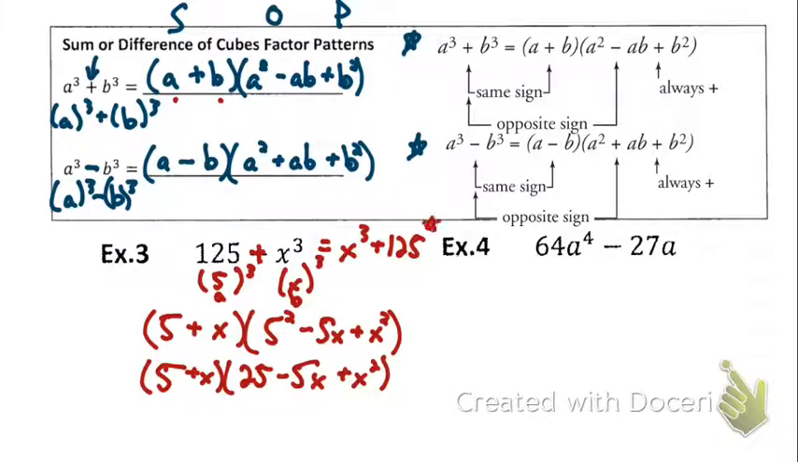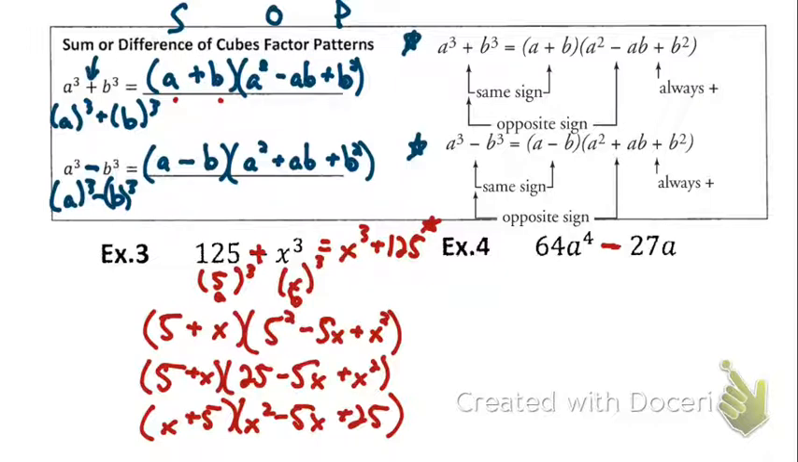You might say that would be the same thing as x plus 5, and then x squared minus 5x plus 25. That is absolutely correct. So look out for that on maybe a test or quiz. I might throw that at you as a correct answer instead of another one. Now, the next one is subtraction, so this is a difference of two cubes.